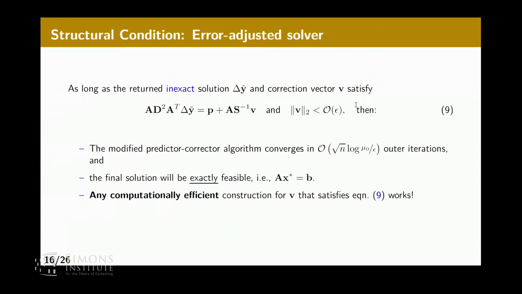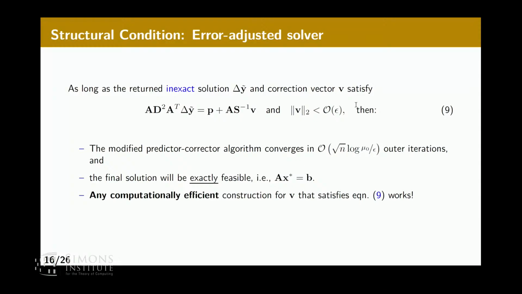Here's the structural result. Get an inexact solution delta y tilde, anything you want. Get a vector v, again, anything you want. This is going to be under your control. The only constraint is that this equality has to be satisfied, and the 2 norm of v has to be order epsilon. Epsilon is the target accuracy. Then you are not going to lose anything in terms of convergence. You lose a constant here, actually, but that's all you lose. So predictor corrector is going to converge in the same number of iterations, basically, with the approximate solution, as long as you do this correction. Final solution is exactly feasible. You don't lose feasibility either.